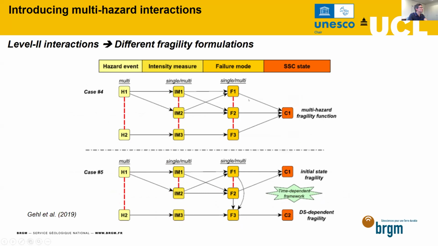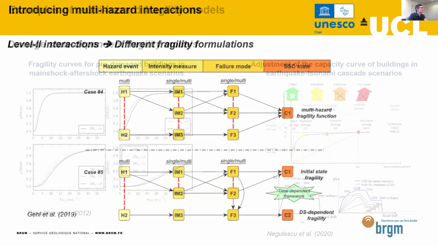And then moving on to the more interesting part, the case when you have multiple hazard events combined, with multiple intensity measures and multiple failure modes. You can have multi-hazard fragility functions. And case five is a bit similar, but it is more about when you have a temporal aspect, temporal dimensions, with a time-dependent framework, an initial state fragility and a damage state dependent fragility.